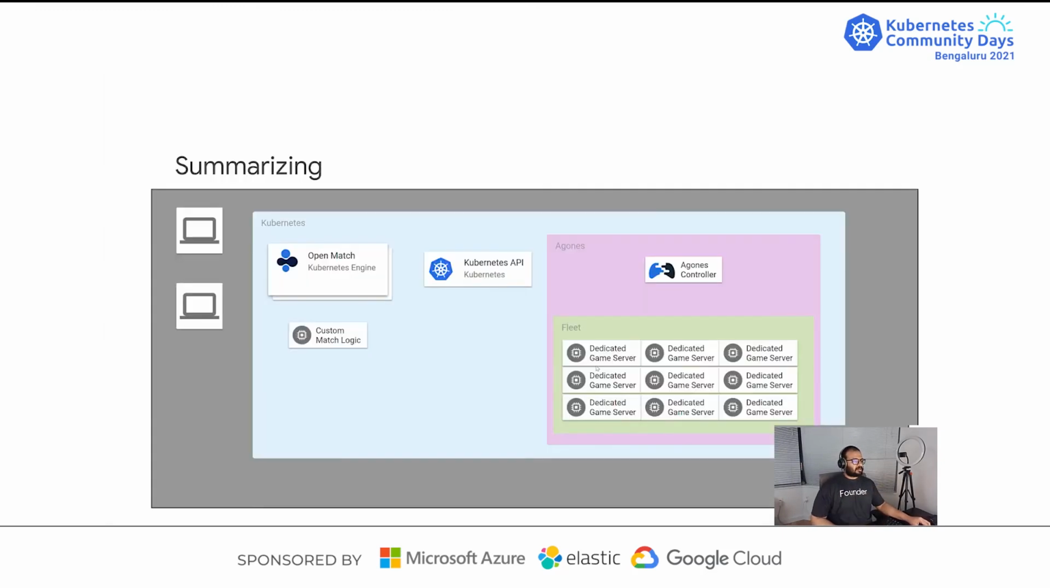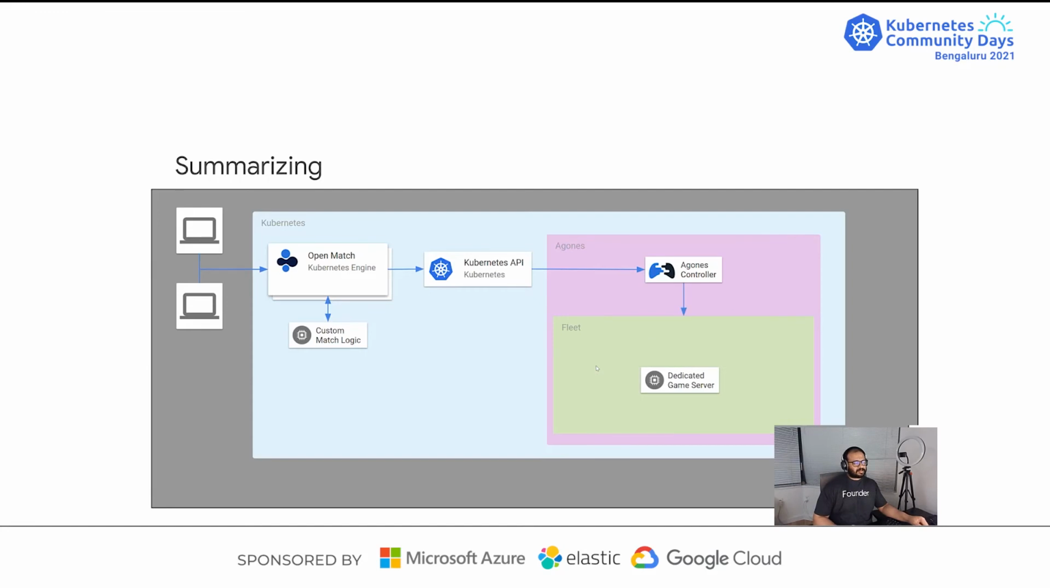So putting that into the big picture, if you revisit the entire discussion, now two clients would end up connecting to OpenMatch, which will match them. Based on the custom logic you write, once the players are matched, it sends a request to the Kubernetes API, which in turn requests the controller, which gets you a dedicated server and sends the information back to the players so that the players will end up connecting to a dedicated game server and start playing.